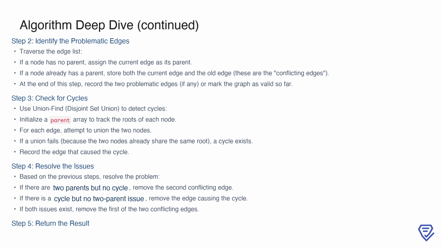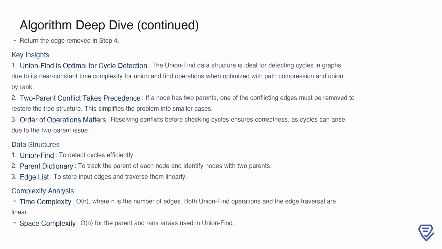After identifying these edges, we move on to detecting cycles using the union find data structure. This structure allows us to efficiently track the roots of nodes. For each edge, we attempt to unite the two nodes it connects. If the union operation fails, because the nodes already share the same root, a cycle has been identified, and we record the edge responsible for it. Finally, we resolve the issues based on the findings. If there are two parents but no cycle, we remove the second conflicting edge. If there's a cycle but no two-parent issue, we remove the edge causing the cycle, and if both issues exist, we remove the first of the two conflicting edges. Once the problematic edge has been resolved, we return it as the result.